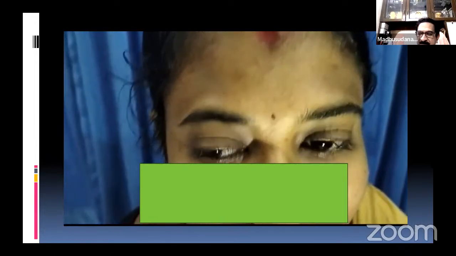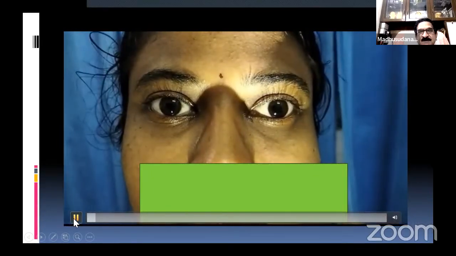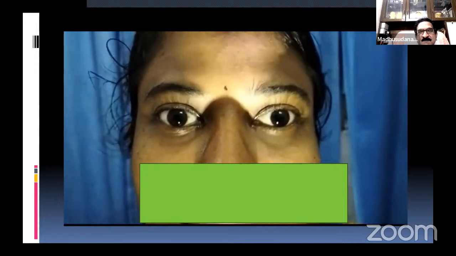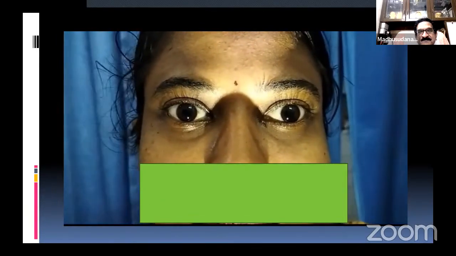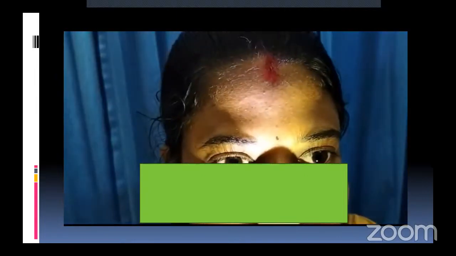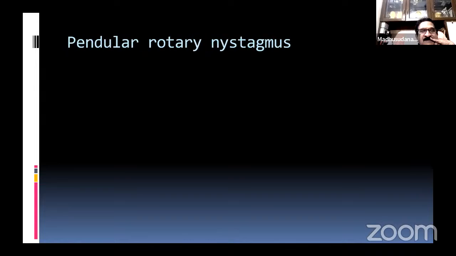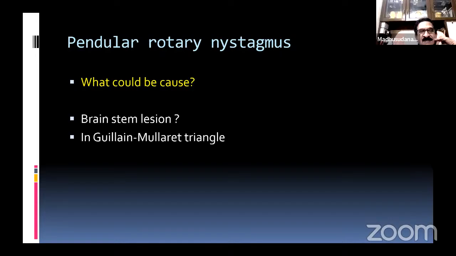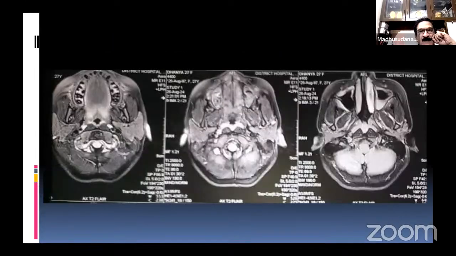But are you able to make out a seesaw here? It's rotating, but the vertical component, are you able to make it out? Sir, when we concentrate on the bridge of the nose, we are able to see. Okay. So this is what I thought, pendular rotary nystagmus. What could be the cause? The patient has already undergone an MRI.